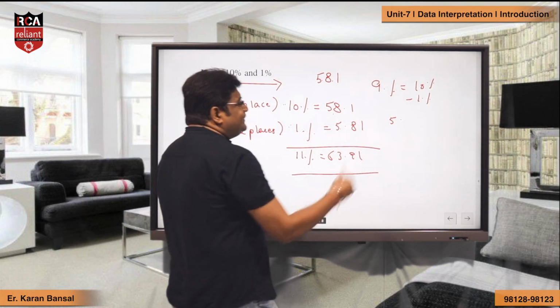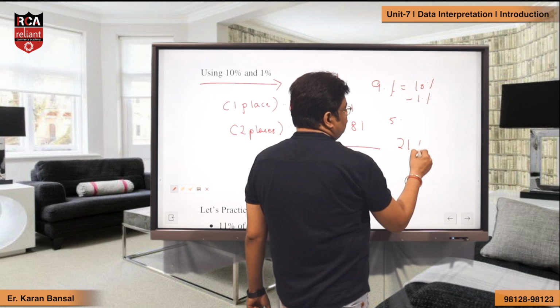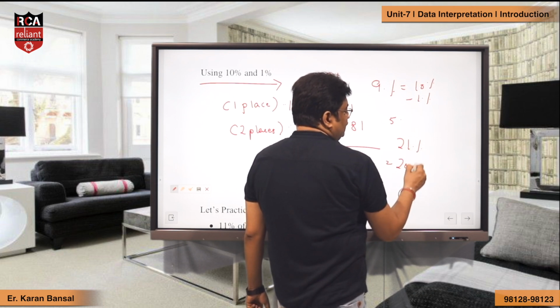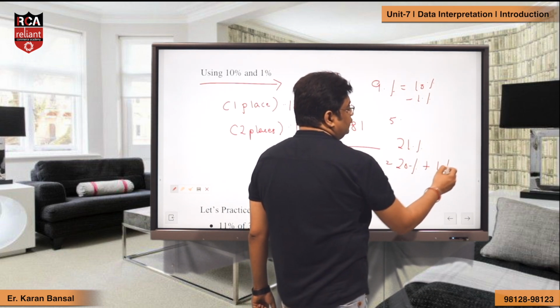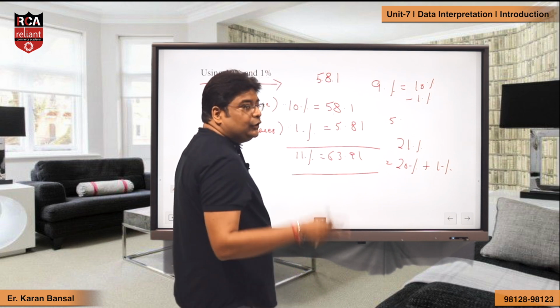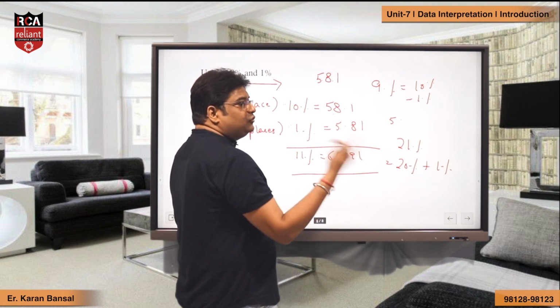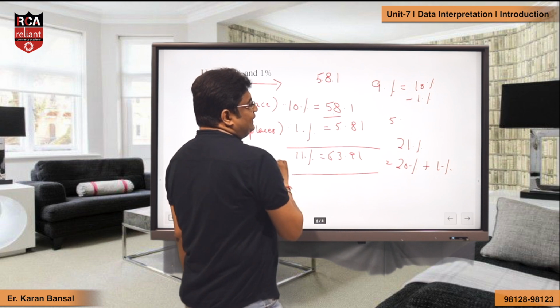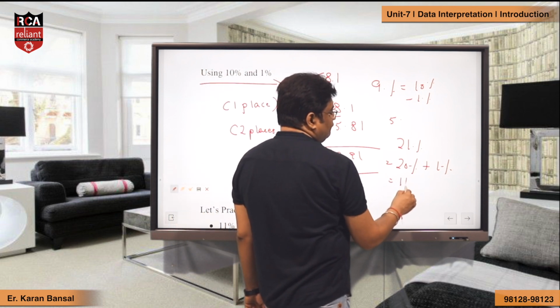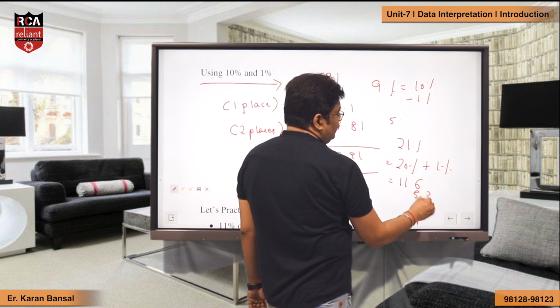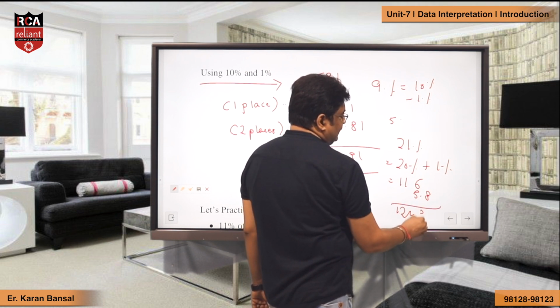Okay, so then let's say you have to find 21%. All right, 21% is 20% plus 1%. How would you find 20%? Quickly, two notes of 10, which is twice of 10%. 10% was 58, so 58 into 2 gives you 116. 1% was 5.8, so you'll get 121.8.